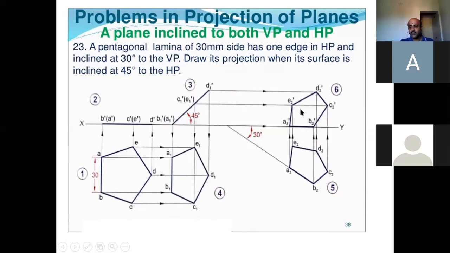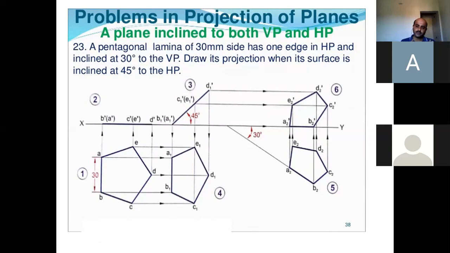So the intersection of the horizontal and vertical projectors, that point you have to mark, and you have to name it suitably, whether it is A or B or C or D, whatever it is. Then you can join those points with a thick line. So that will constitute the final front view.